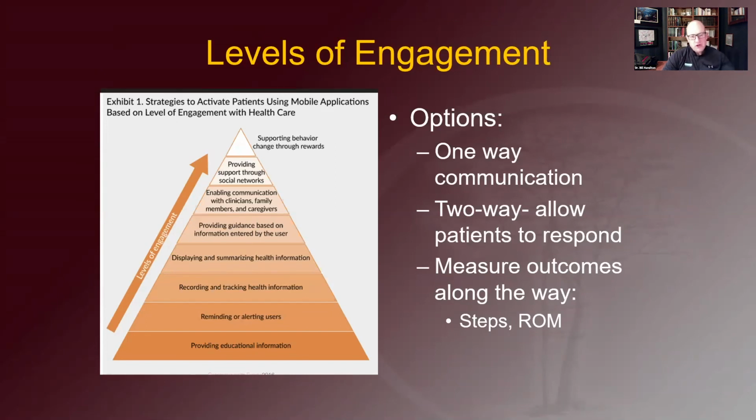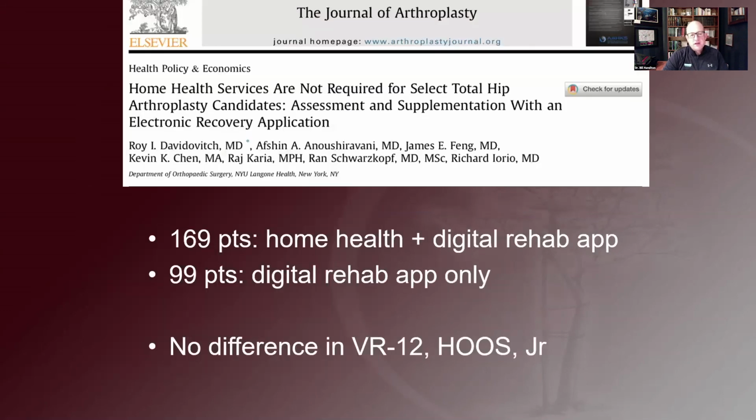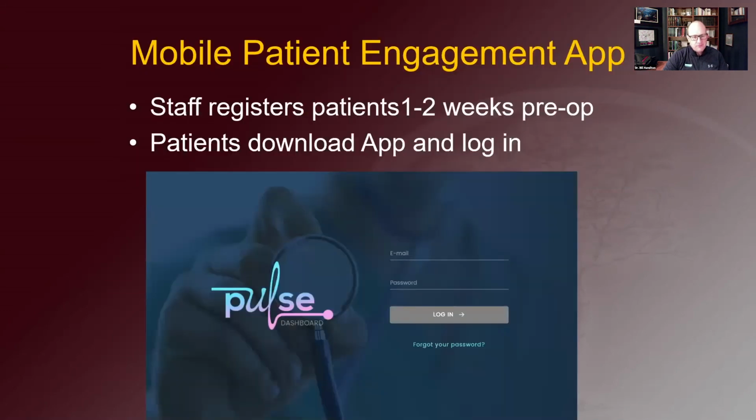There's one-way communication where you can send out messages via the smartphones. There's two-way, which allow patients to respond. And then there's measurement techniques. I think the folks in New Albany are doing some of this where they're measuring outcomes along the way, like measuring your steps, measuring range of motion, even GPS about what the patient's doing on a day-to-day basis. There is some data on this showing that it doesn't appear to make any difference whether you do home health or some of these digital rehab apps.